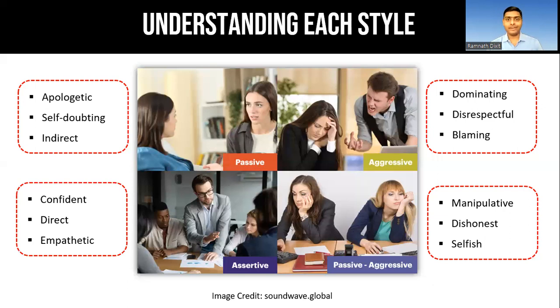But most importantly, they're sensitive and empathetic towards others. So if I have to put it this way, aggressive people are pathetic to others, but assertive people are empathetic towards others, which means there is a consideration about other people's thinking and feelings. Now, why is that important?